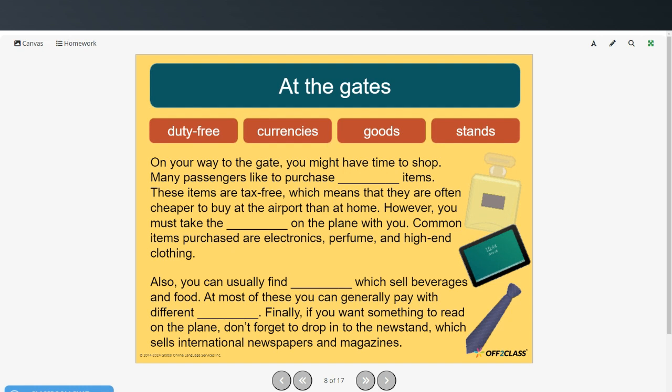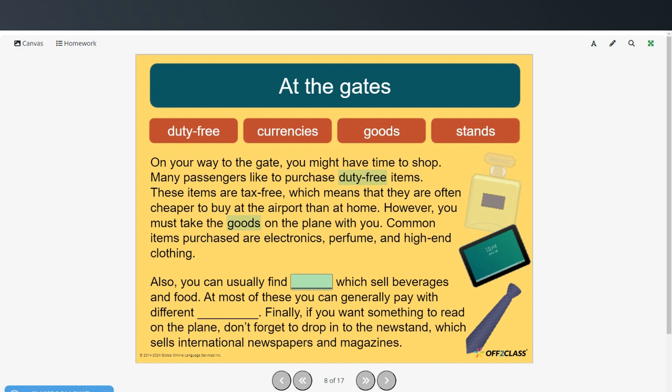So on your way to the gate, you might have time to shop. Many passengers like to purchase duty-free items. These items are tax-free, which means that they are often cheaper to buy at the airport than at home. However, you must take the goods on the plane with you. Common items purchased are electronics, perfume, and high-end clothing.